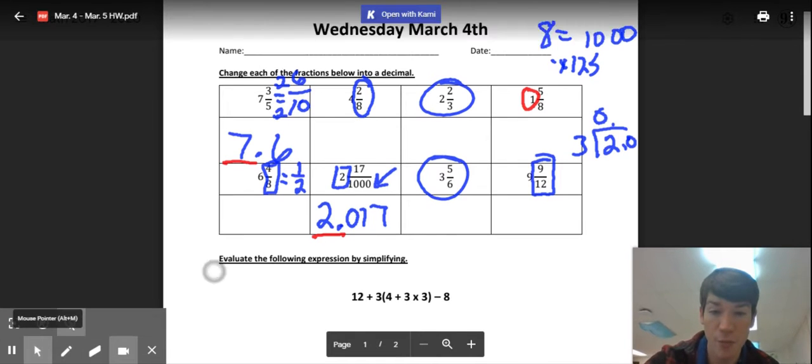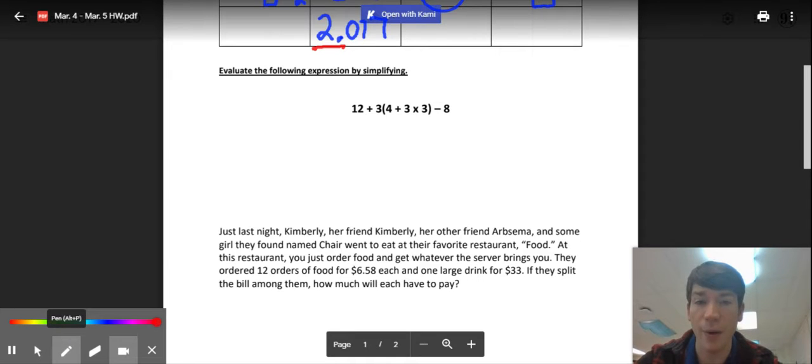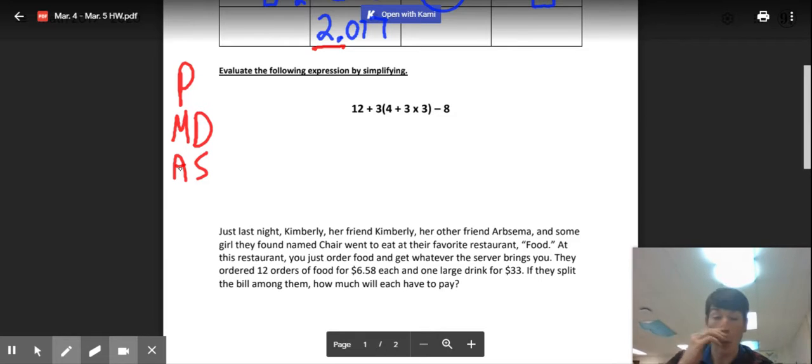All right, move on to this second part. It says, evaluate the following expression by simplifying. So remember, when we're simplifying, we're using the order of operations. Just a quick reminder, we always start with the parentheses. Then we go to multiplication and division. Those happen at the same time. If we have both, we work from left to right. And then we do addition and subtraction. Again, those happen at the same time. We work from left to right.